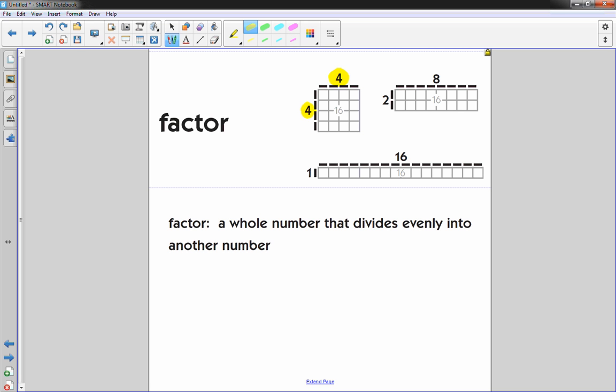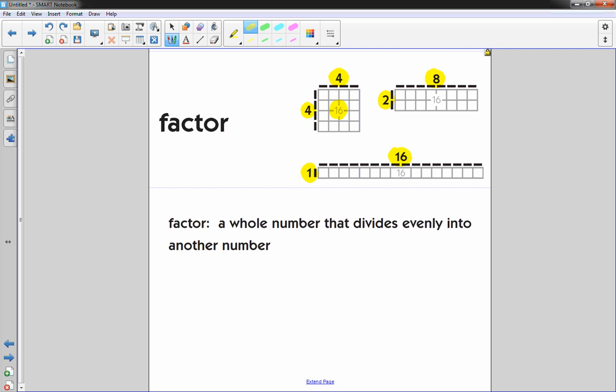A 4 by 4 set will give me 16. A different way to take 16 tiles and arrange them in a rectangle is 2 by 8. And one other way is to arrange them 1 by 16, forming a really long skinny rectangle.